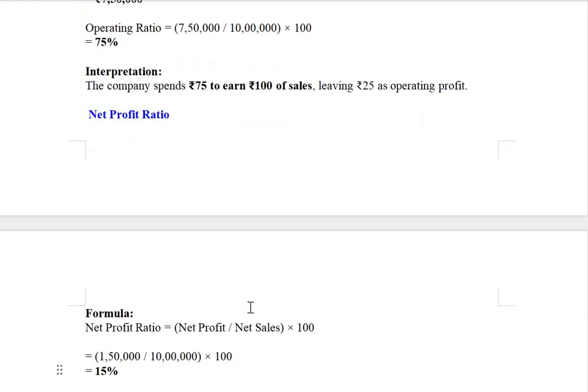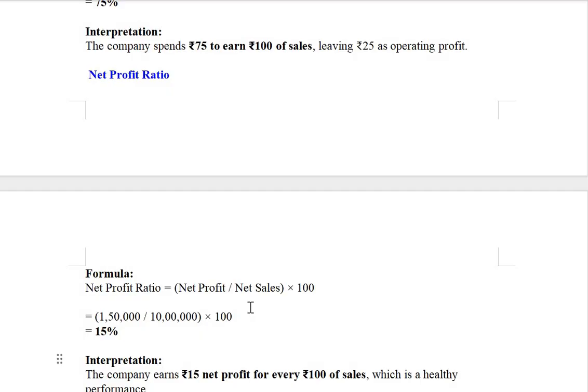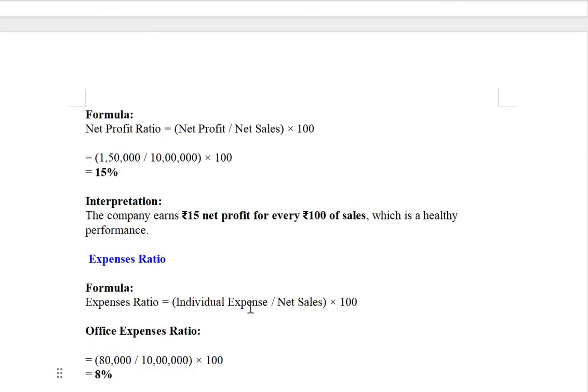The next one is net profit ratio. Net profit is directly given in your question as 1,50,000. So 1,50,000 divided by net sales 10 lakh rupees into 100, we get 15%. So it says that 15% is the actual profit portion of our business.